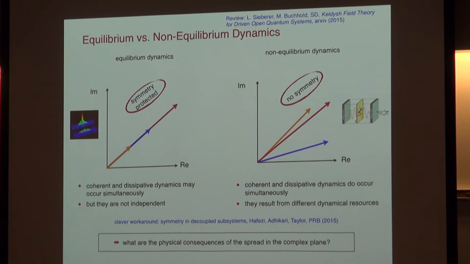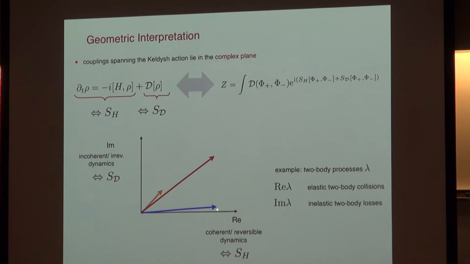Take three couplings. For example, as I said, two-body collisions, that's the two-body processes, it's this red, the blue one. Then the real part could be the effective mass, single particle propagation. And then the imaginary part would be diffusion, something like a gradient squared, and so on, for all kinds of processes you want to imagine.